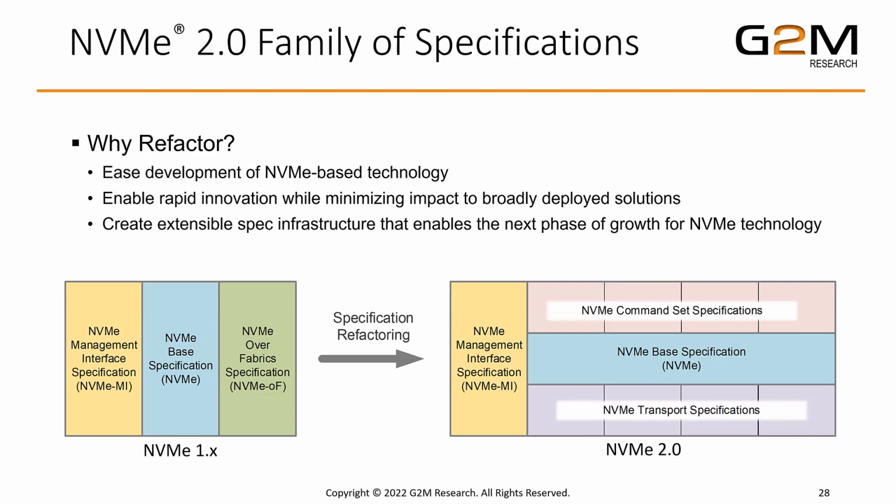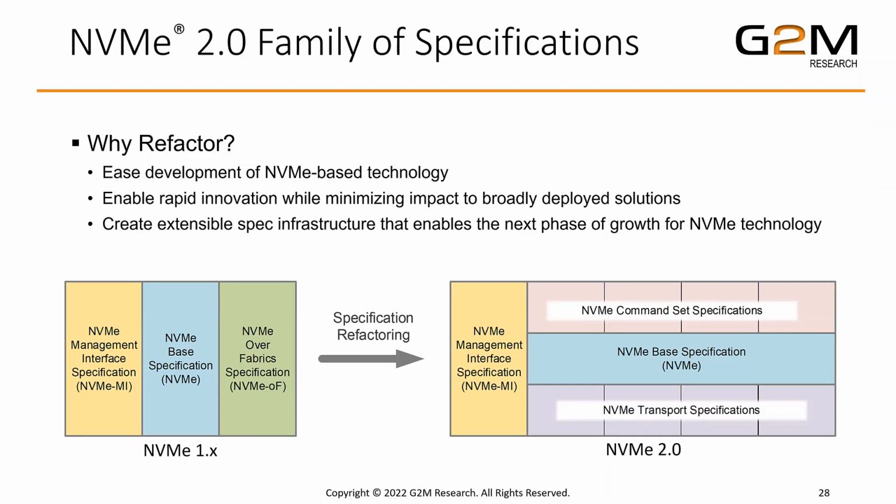The first was the NVMe architecture was getting pretty complex. We had fabrics, we had different command sets, we had management, and if somebody just wanted to build an SSD, they should be able to pick up the specs and read how to build an SSD. Alternatively, if they wanted to build a fabrics device, they should be able to pick up those pieces. So we did that to simplify use of the technology.